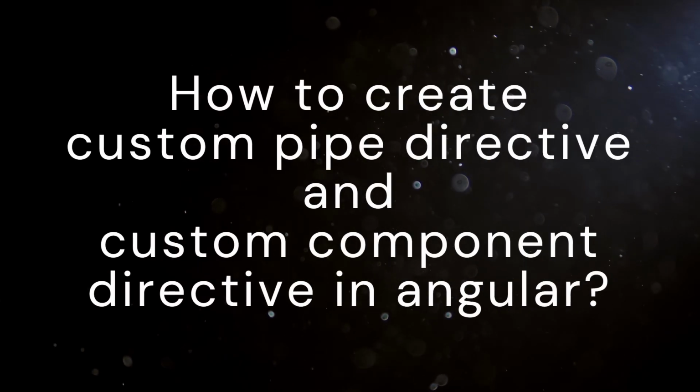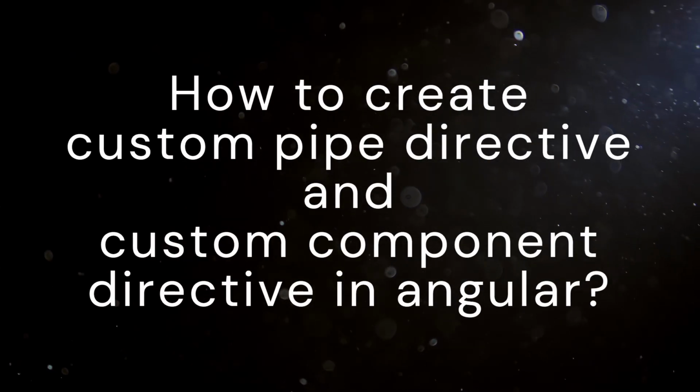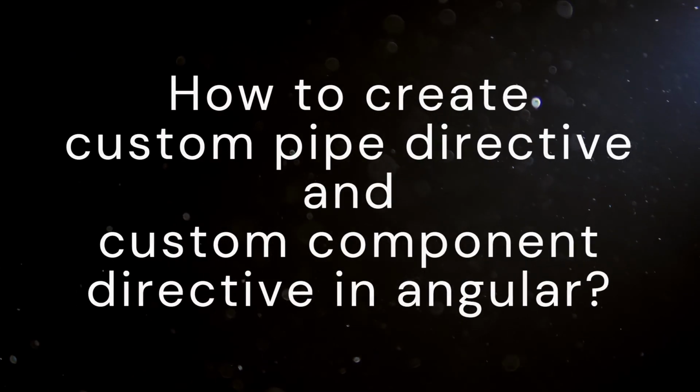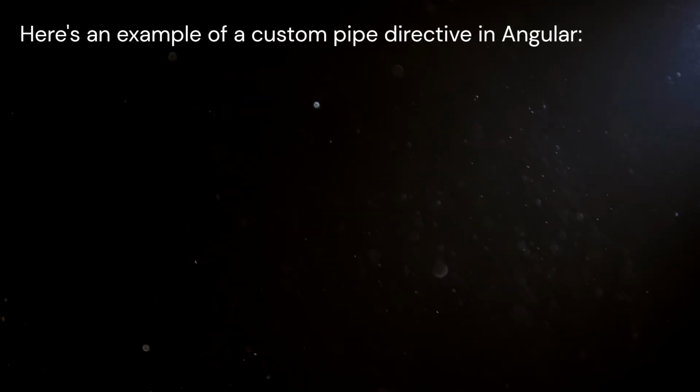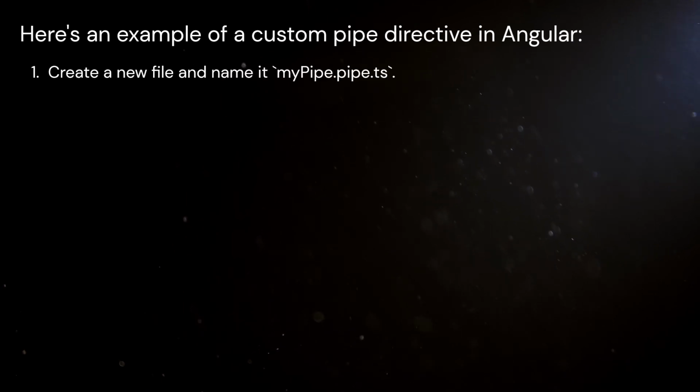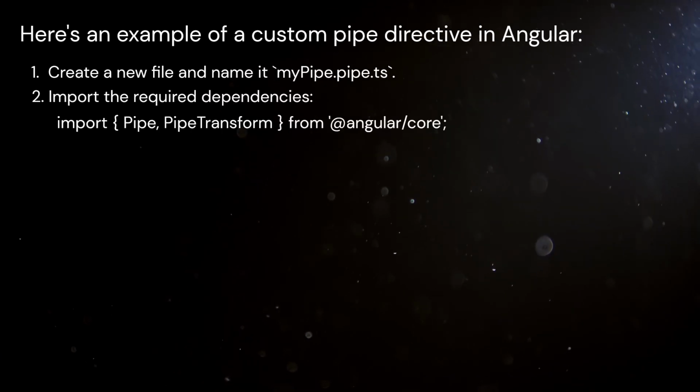How to create custom pipe directive and custom component directive? Here is an example of a custom pipe directive in Angular. Step 1. Create a new file and name it mypipe.pipe.ts. Step 2. Import the required dependencies.